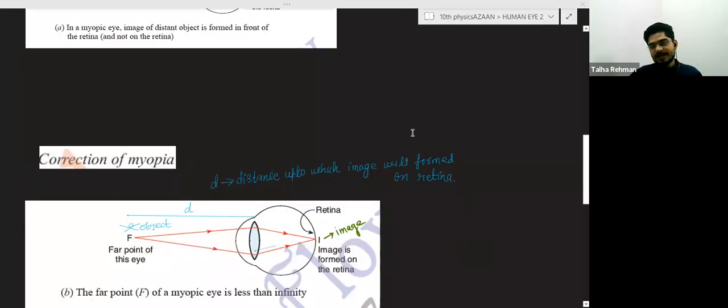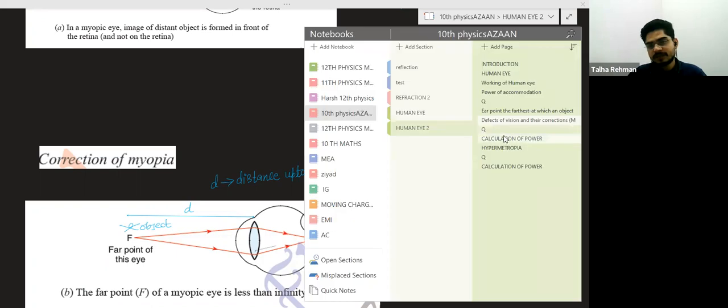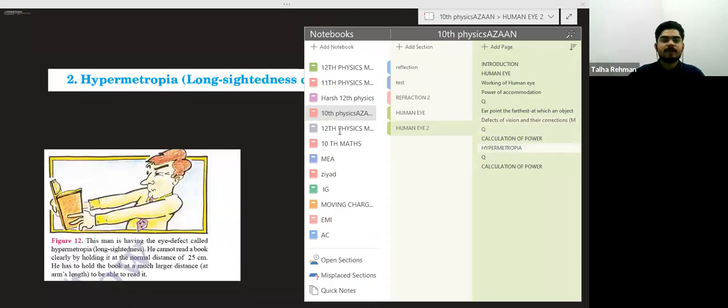And if that eye wants to see the nearby object clearly, from the nearby object what type of rays do we get? Diverging rays. So to converge the diverging rays, there is a requirement of high converging power, but here the converging power becomes low. Okay, so the whole story is written here.